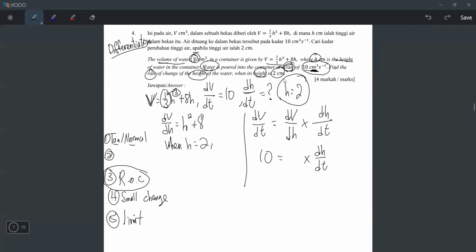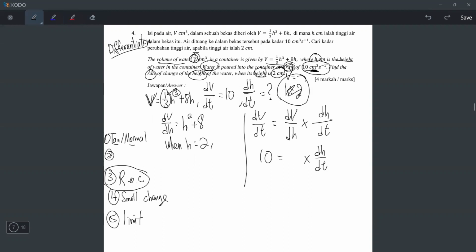But sometimes they want to make it hard. They won't give you the h; they will give you the V instead. So what if one day they give you the V and they don't give you the h? Then you cannot substitute already, right? Because it's h. So what you do is you put the V inside the original equation, and then work back out.